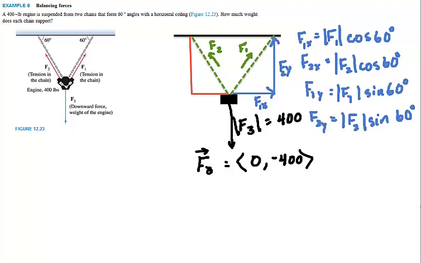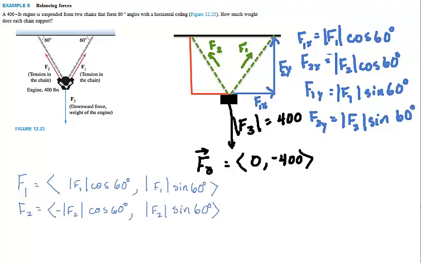Now, concerning myself with direction, force 1 is acting to the right and up, so both of those are positive. Force 2 is acting to the left on the x, so you're going to need a negative on it in order to get that correct. So let's write down what f1 looks like. We need that x component, which is f1 cosine 60. I'm going to go ahead and write all of these down.